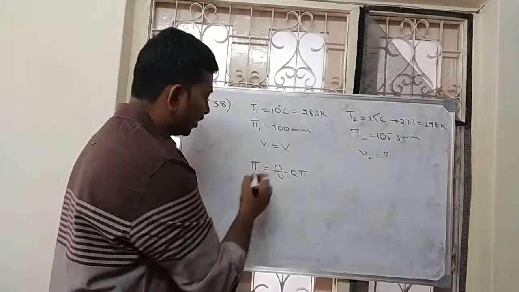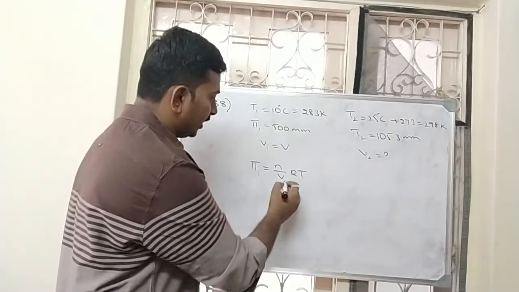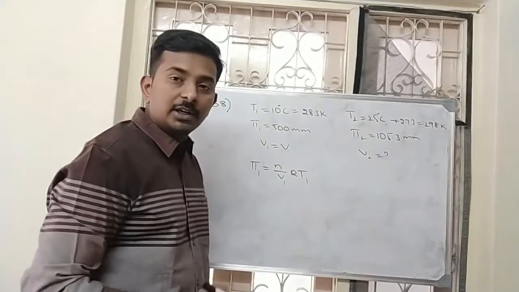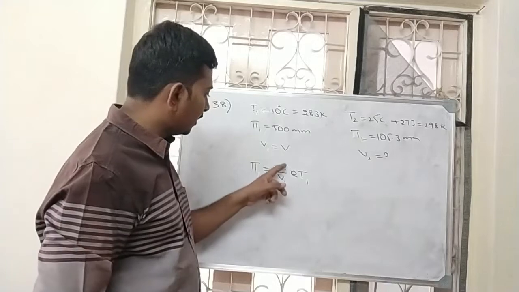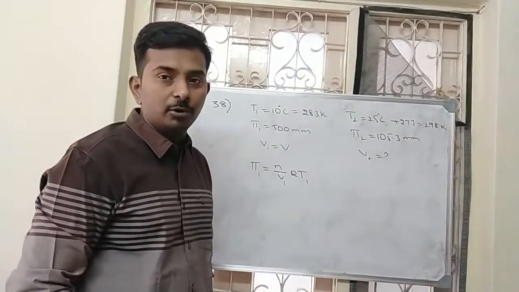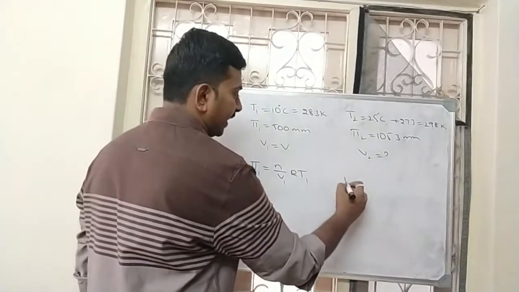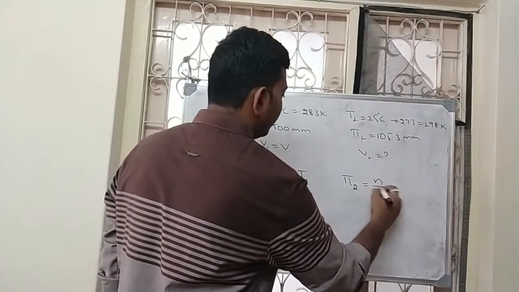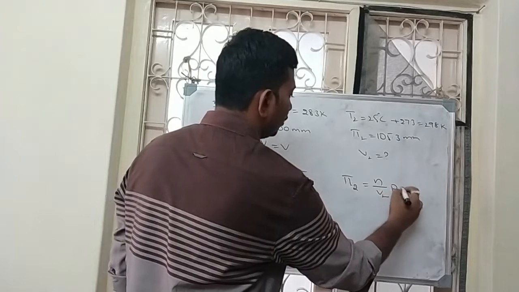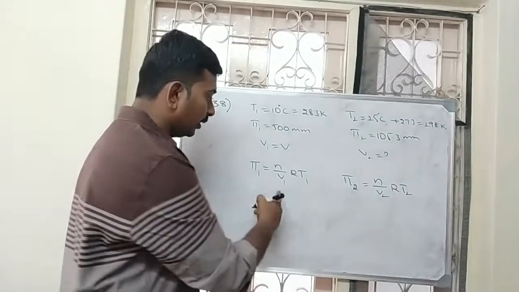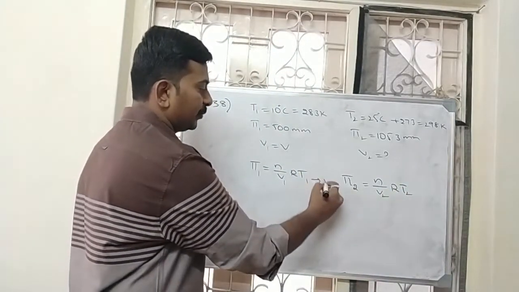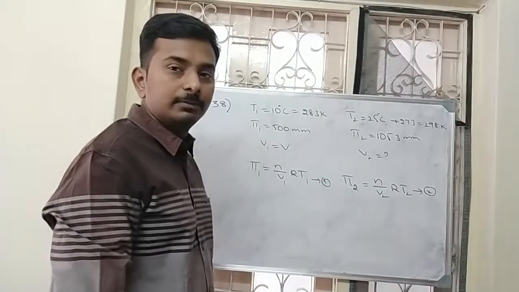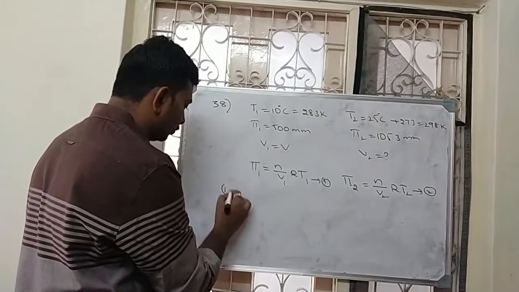So initial osmotic pressure is pi 1. Volume initially is V1. R is a constant. Temperature is also changed. Let the initial temperature be T1. They are telling that there is no change in the number of moles. Similarly for the second solution, osmotic pressure is pi 2, which is equal to N by V2 into R T2. So taking the ratio of these two, let this be equation 1, this be equation 2. So taking the ratio of these two, 1 by 2.